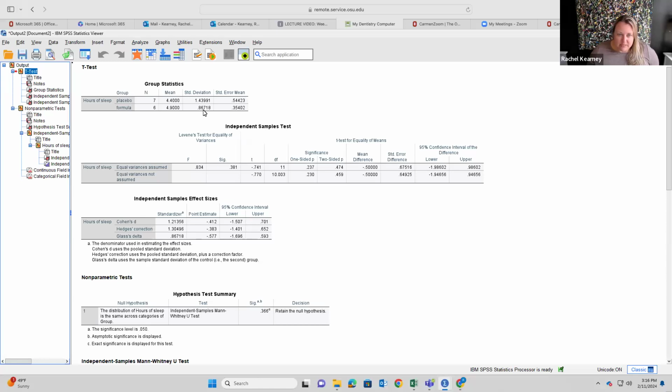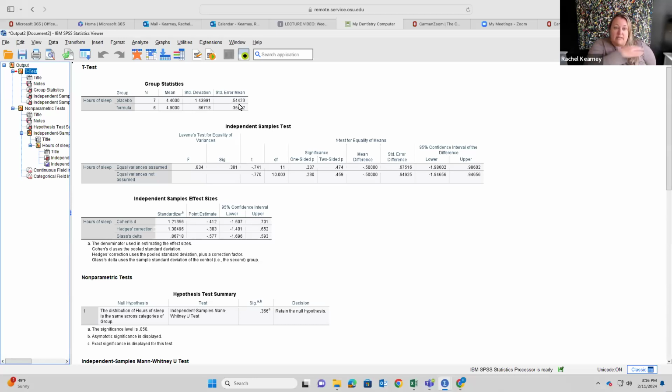0.87. And so if I was asking you for descriptives, or if you need to report the means, you would write out that those who took the placebo had 4.40 plus or minus 1.44 hours of sleep. The group that took the formula had 4.9 plus or minus 0.87 hours of sleep. So these are all of our descriptives, where you can find the mean and the standard deviation.